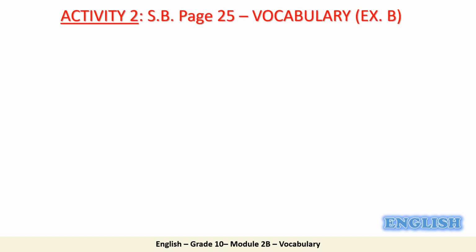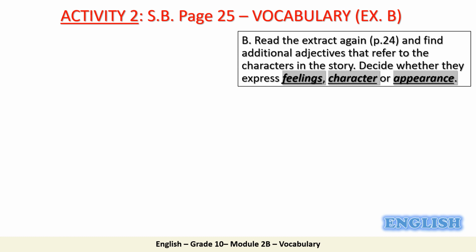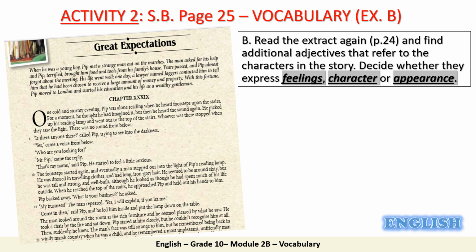Activity 2, Students' Book, page 25, Vocabulary section, exercise B. The instructions state that you will read the extract again, page 24, and find additional adjectives that refer to the characters in the story. Then you are going to decide whether they express feelings, character, or appearance. So, as you can see, this is the extract found on page 24 entitled Great Expectations.